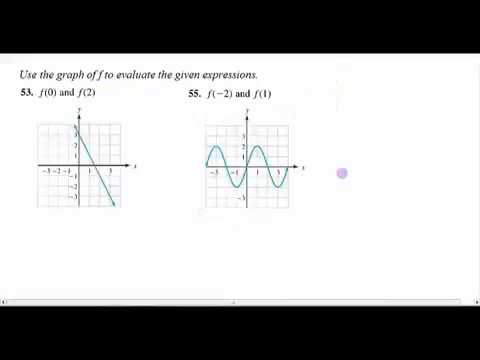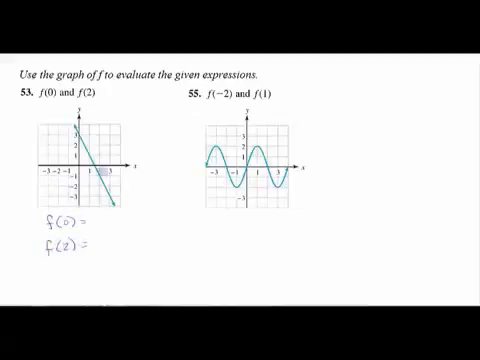So let's use the graph of f to evaluate the given expressions here. If I have f of 0 or f of 2, what are they talking about? Well, f of 0 means they've replaced x with 0. So this is the point on the graph where x equals 0. That's the point (0, 3), isn't it? So if we have the point (0, 3), then f of 0 equals 3.